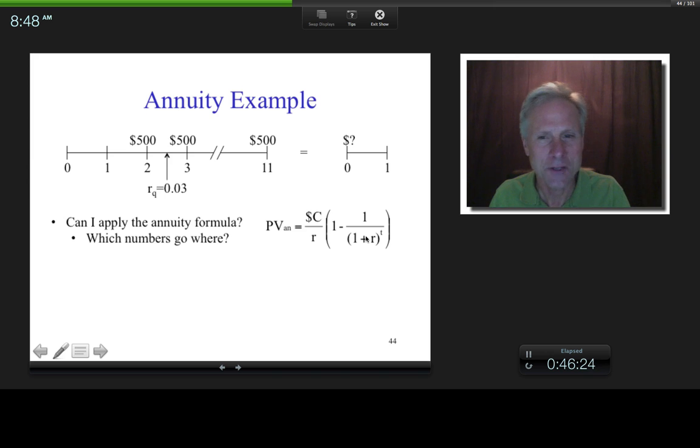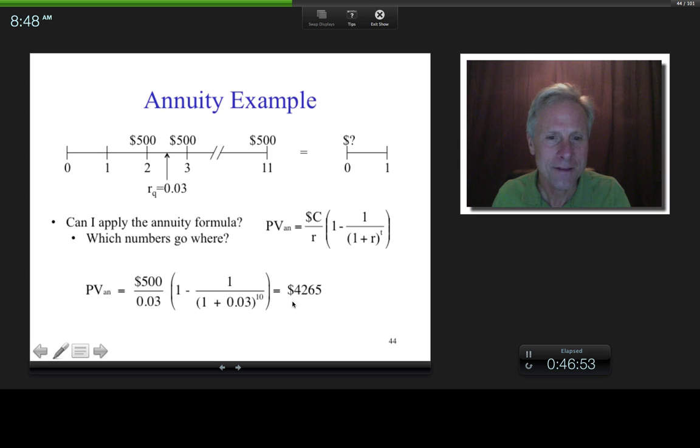And so which numbers go where? What would go here for the C? 500, right? Those are the equal cash flows. What about the R? Well, these are quarterly periods, so I need to work with an effective quarterly rate, so that's the 0.03. And what about the T? Well, how many of these are there? There's 10, right? So I put 10 right here. And if I do that, that comes to 42.65.